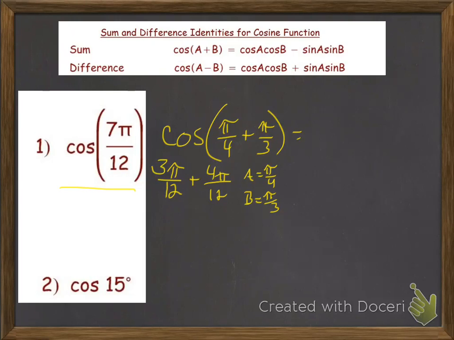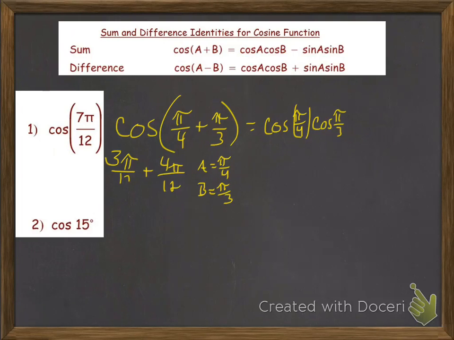So now I can go ahead and plug it into this formula here. Cosine of A times cosine of B. I'm going to have to change some. Okay, I had to make the problems a little smaller so I could fit it in. So cosine of A times cosine of B minus sine of A times sine of B.